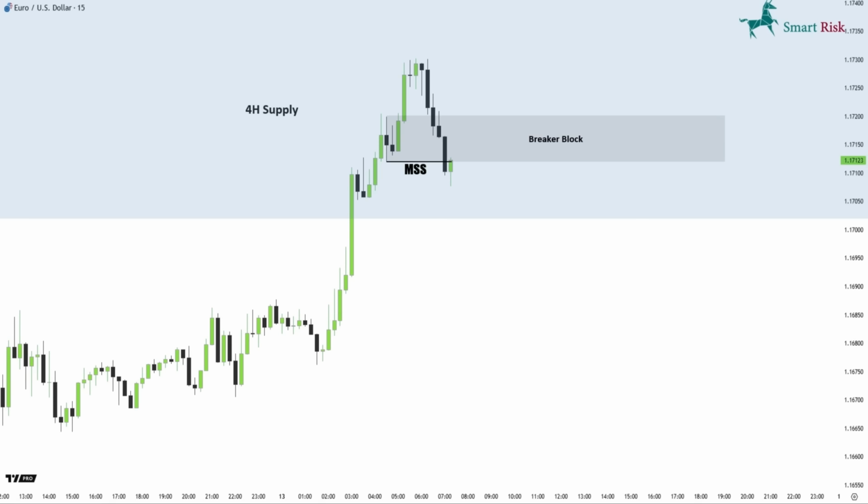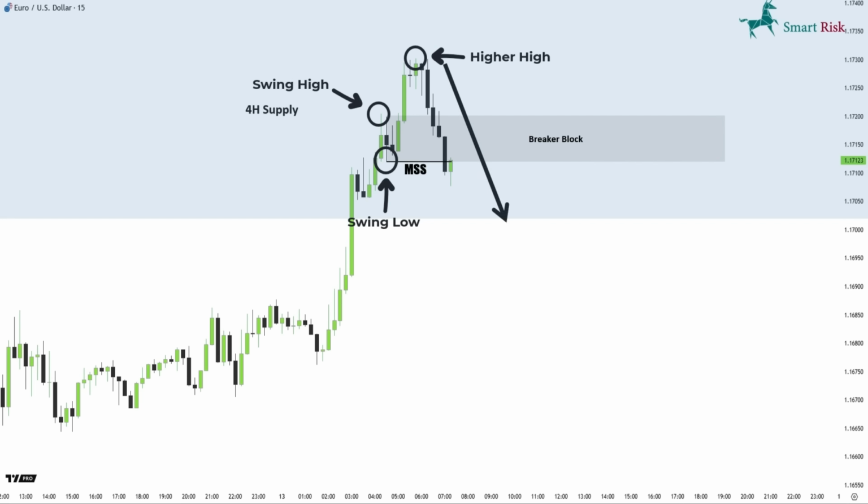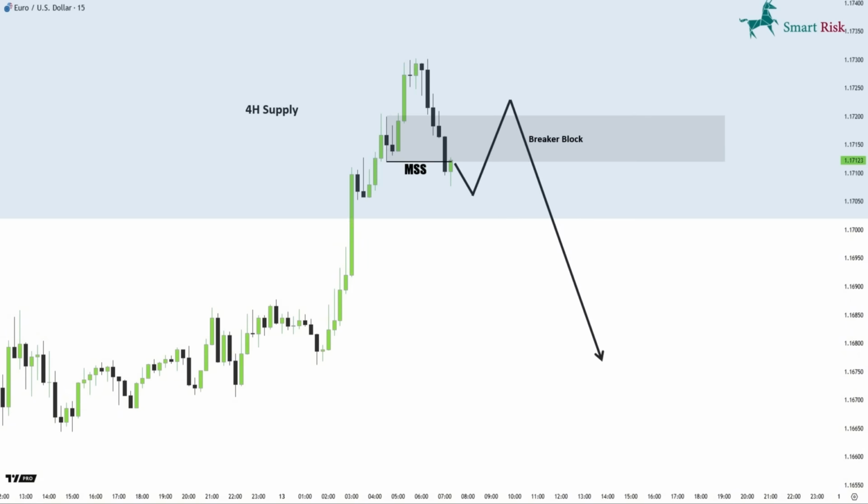Notice the sequence here. Price first formed a swing high, then a swing low, followed by a higher high. But immediately after, it reversed direction and closed below those down-close candles. This behavior confirms the breaker block, giving us another strong layer of confluence for a short entry. With these confirmations in place, we can anticipate that the price will return to the breaker block zone before continuing its move toward the sell-side liquidity.